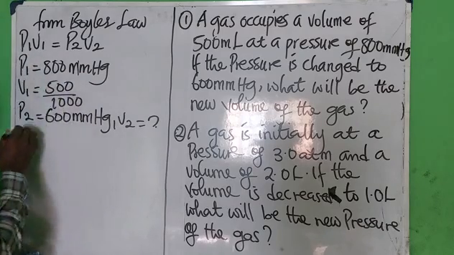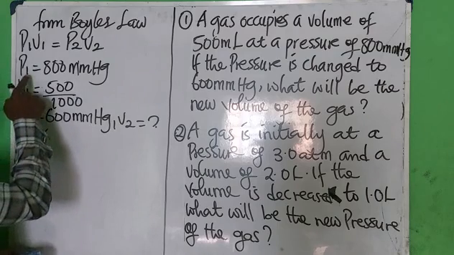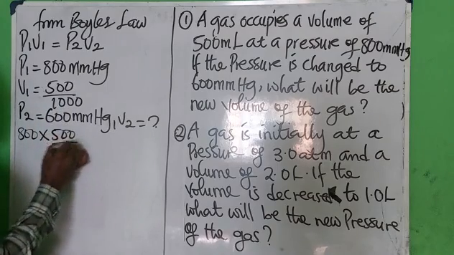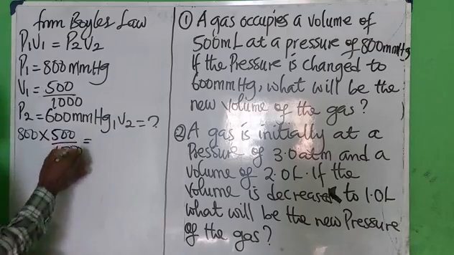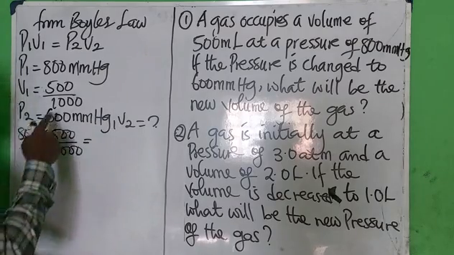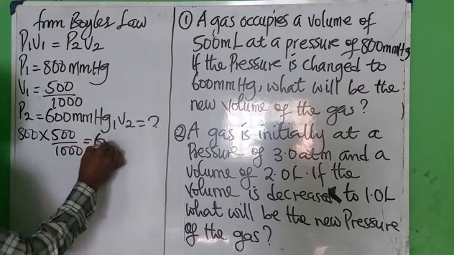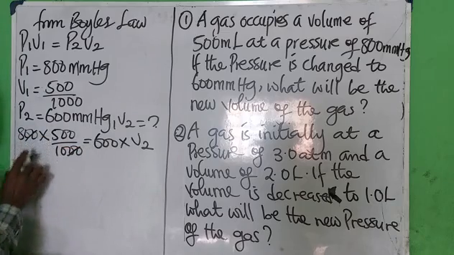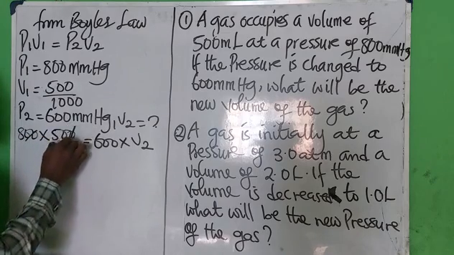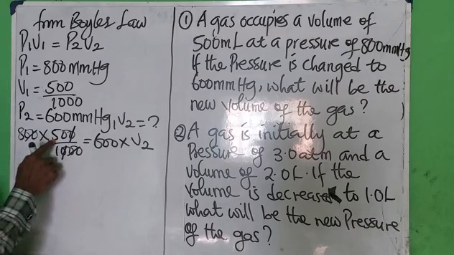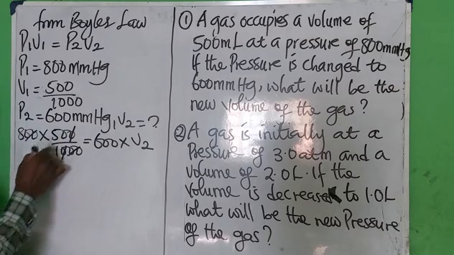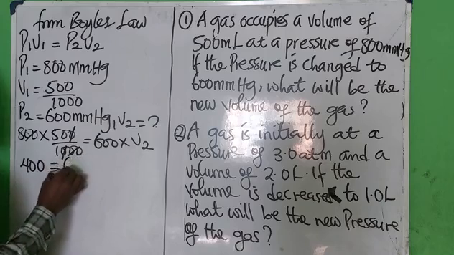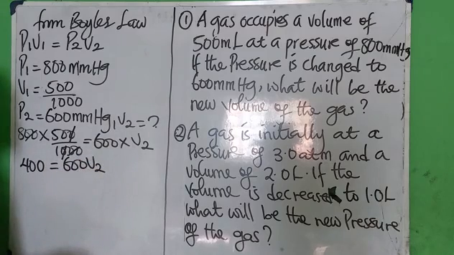P1 is 800. So I'll say 800 times V1, which is 500 divided by 1000, right? You see, with this you can just cancel instead of using a decimal. Then P2 is 600. V2 isn't given. Two zeros will go into two zeros. 10 go into 10. So 8 times 5 is 40. Then plus this last zero, that is 400. Then this times this is of course 600 V2, right?